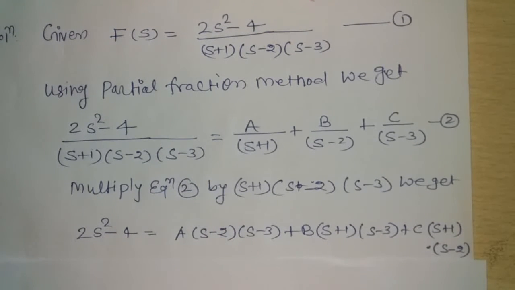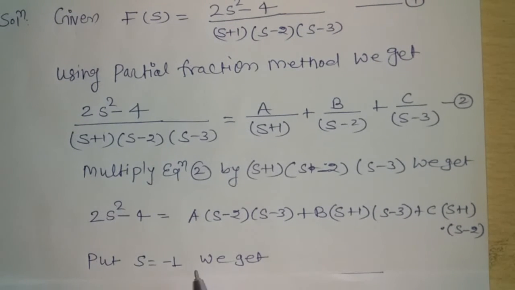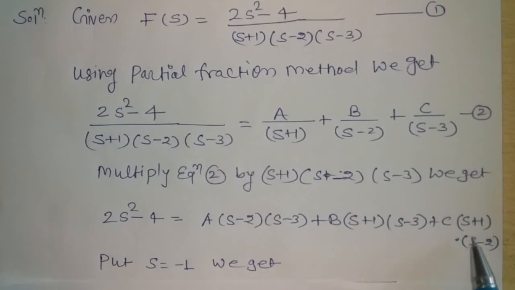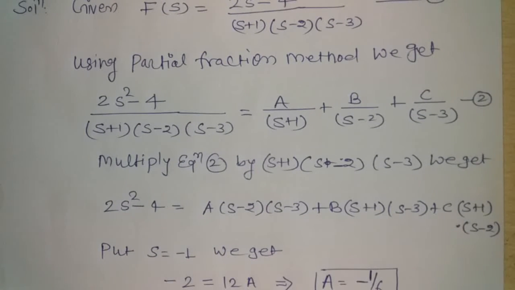Now to find the values of a, b and c, first we put s equal to −1. Then −1 + 1 cancels, so these two expressions are 0. On the left hand side, (−1)² is 1, and 1 multiplied by 2 is 2, and 2 − 4 is −2. So on the left hand side we have −2.